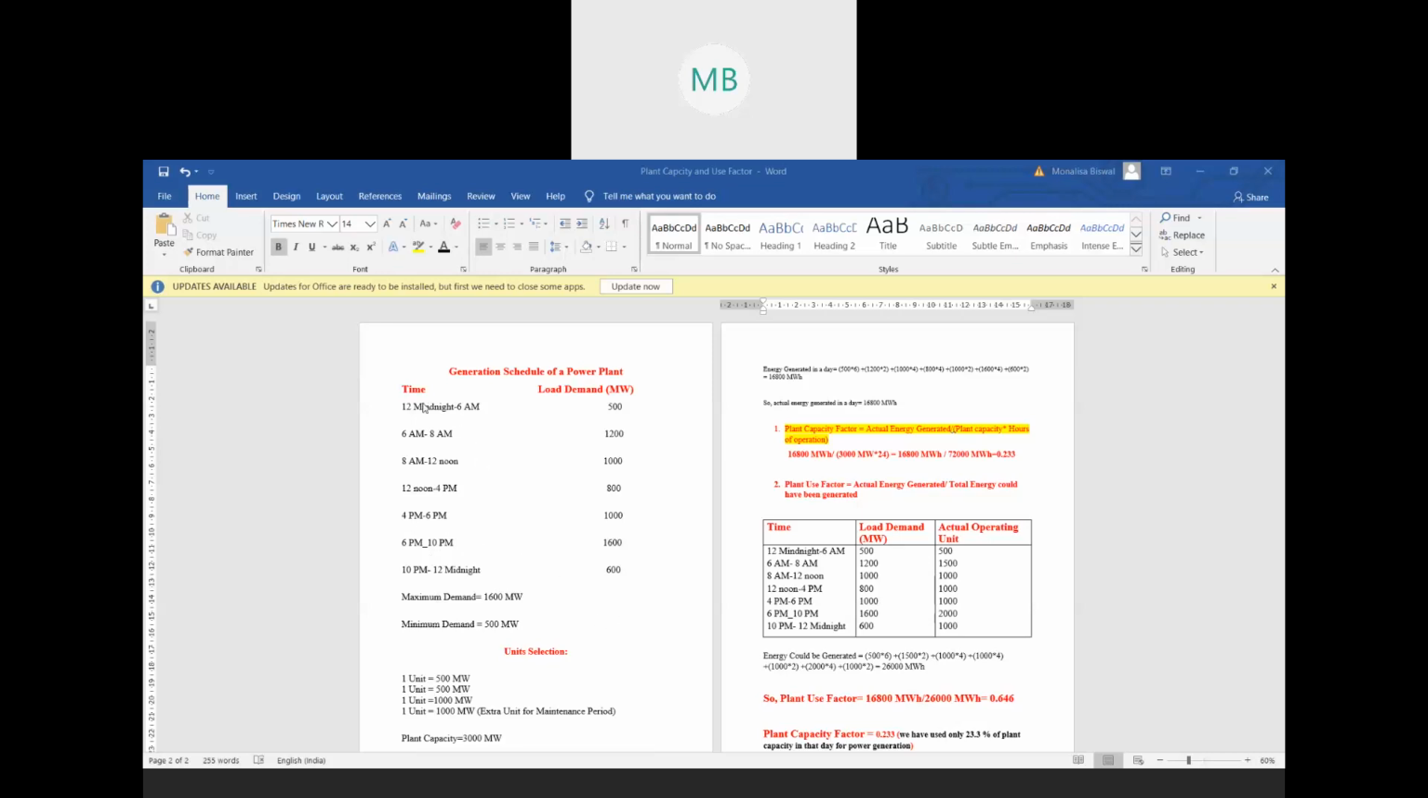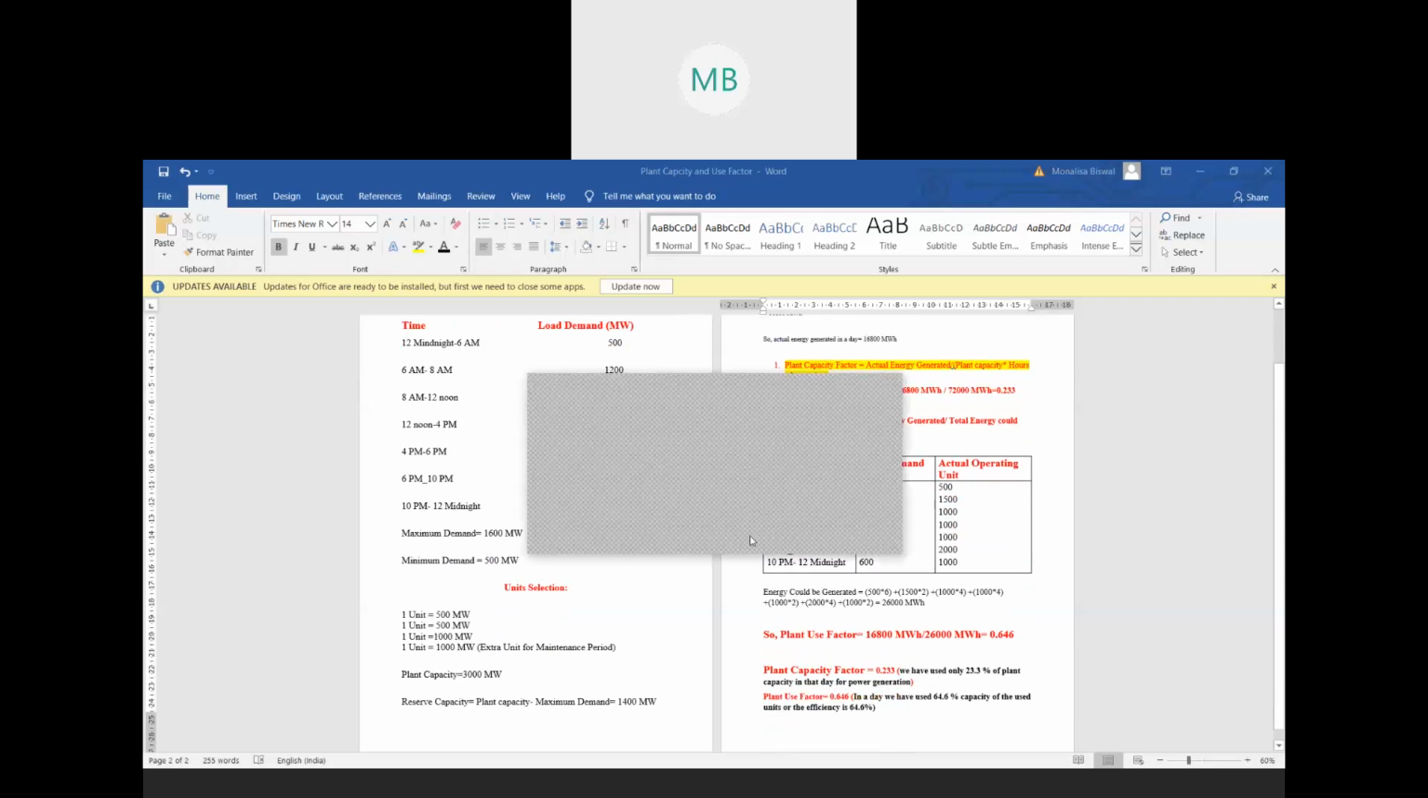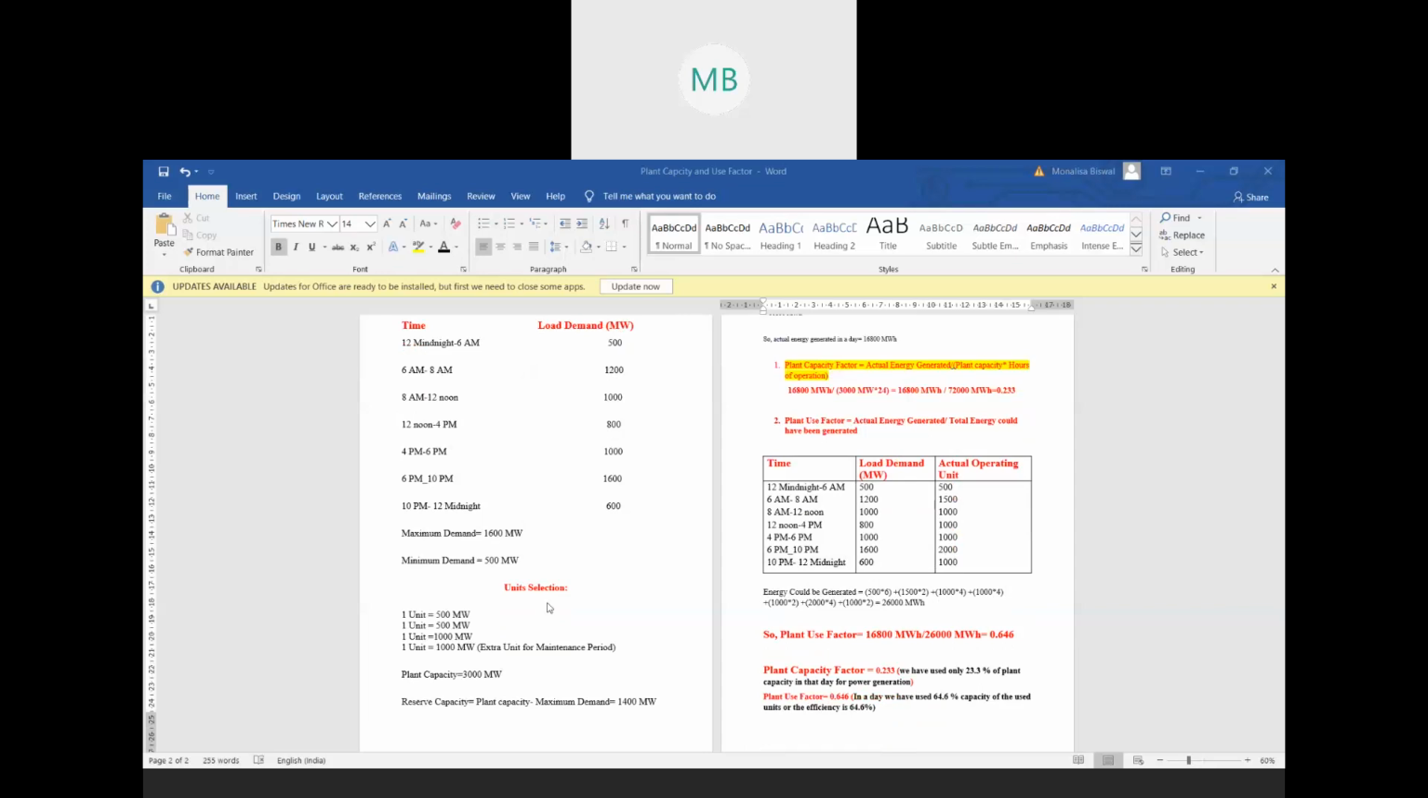Okay, so from this load information, if we plot the load curve, we'll get the maximum demand on the power plant as 1600 megawatt and the minimum demand as 500 megawatt. Considering the maximum and minimum demand, as we discussed in the previous class, we can choose the different units and their capacities. So I have selected one unit of 500 megawatt, another unit of 500 megawatt, a third unit of 1000 megawatt, and a fourth unit of 1000 megawatt. So for this power plant, I have considered four units: two of 500 megawatt each and two of 1000 megawatt each.